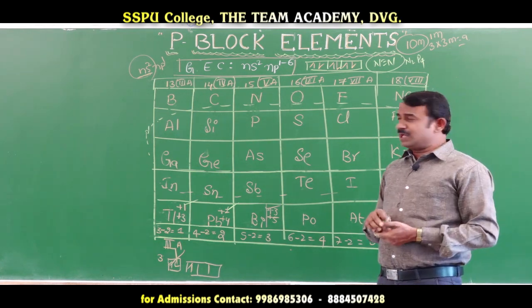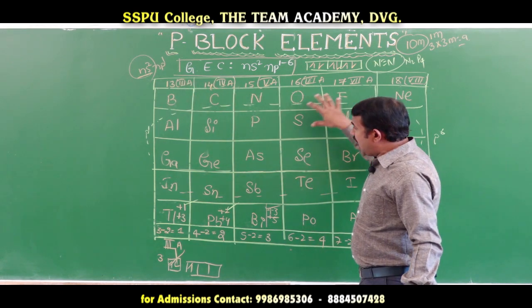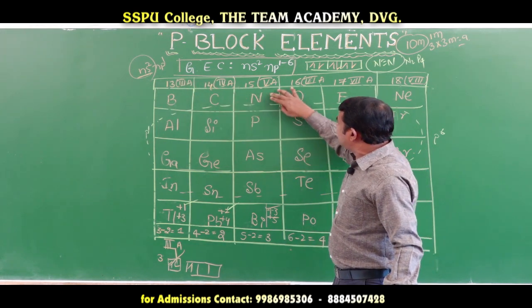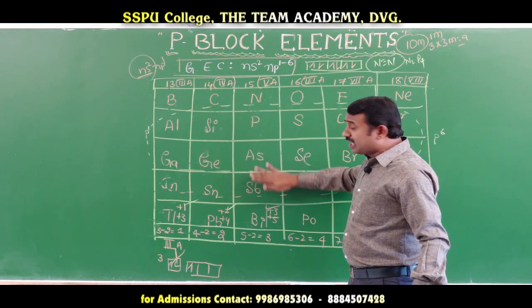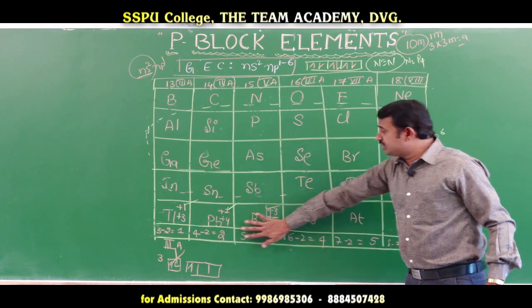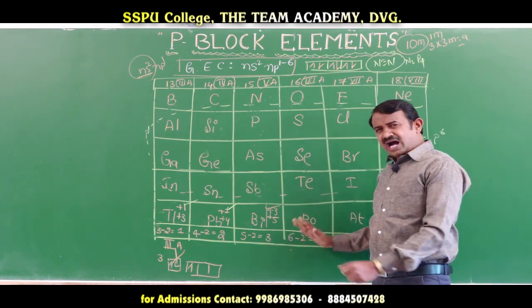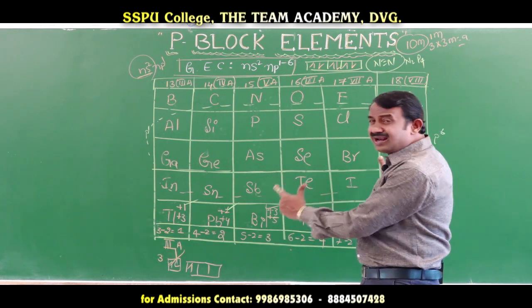Coming to the p block elements, the head of the family elements are non-metals, and carbon is also a non-metal. These are metalloids and these are metals. So: non-metals, metalloids and metals. I will discuss the general properties of the p block elements.